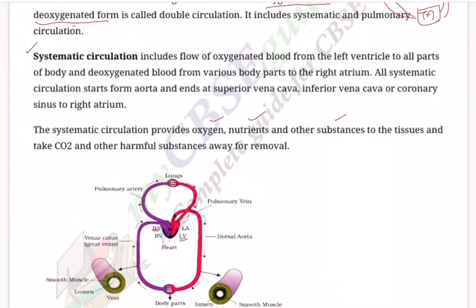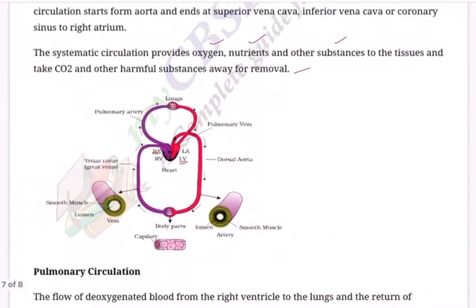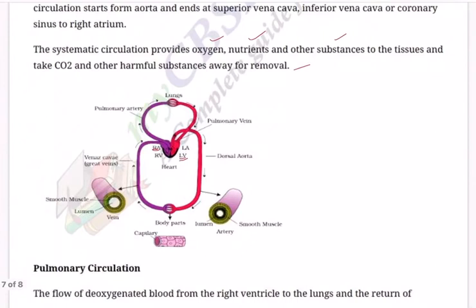The systemic circulation provides oxygen, nutrients and other substances like hormones to the tissues, and takes CO2 and other harmful substances, particularly nitrogenous substances like urea, uric acid, all that will be taken away for the removal. So this is how the systemic circulation takes place.